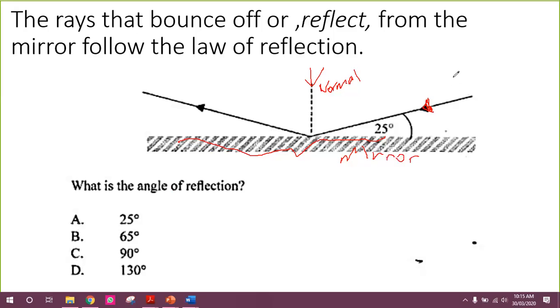You're close, not accident, but incident. Very good. This is our incident ray. This is the one that first hits the mirror. And then after it hits the mirror, it bounces back. So this ray is called the what? Right, the reflected ray.